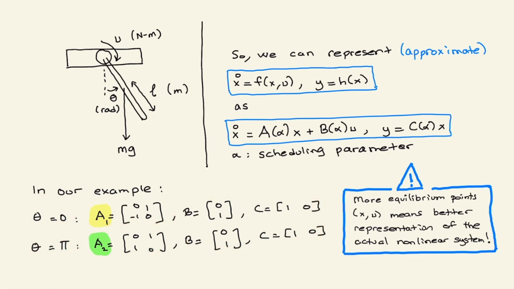And to improve the accuracy of this approximation, you can linearize the system at multiple equilibrium points, because more equilibrium points depending on x and u means a better representation of the actual nonlinear system. For example, when we deal with a pendulum, you can also linearize it on this equilibrium point by setting u to a non-zero constant number. So in this case, you are going to have 1, 2, and 3 equilibrium points.